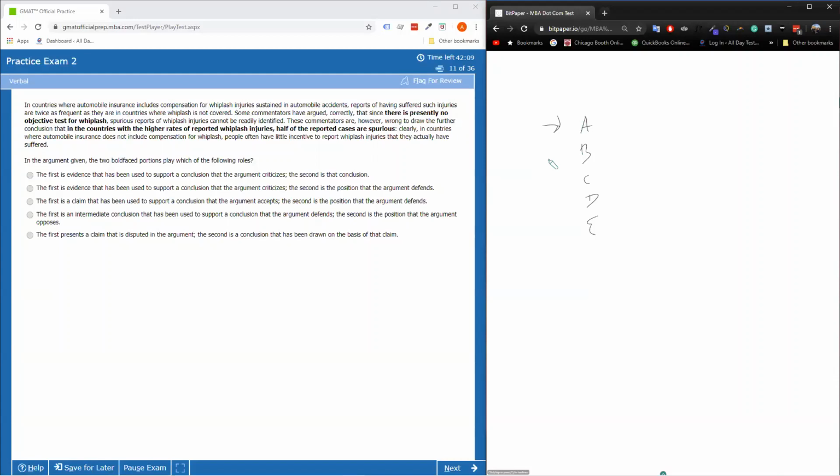No, he does not do that. The first is a claim that has been used to support a conclusion that the argument accepts. No, he doesn't accept it. The person in immediate conclusion. No, that's evidence. It's not disputed that there's like a.